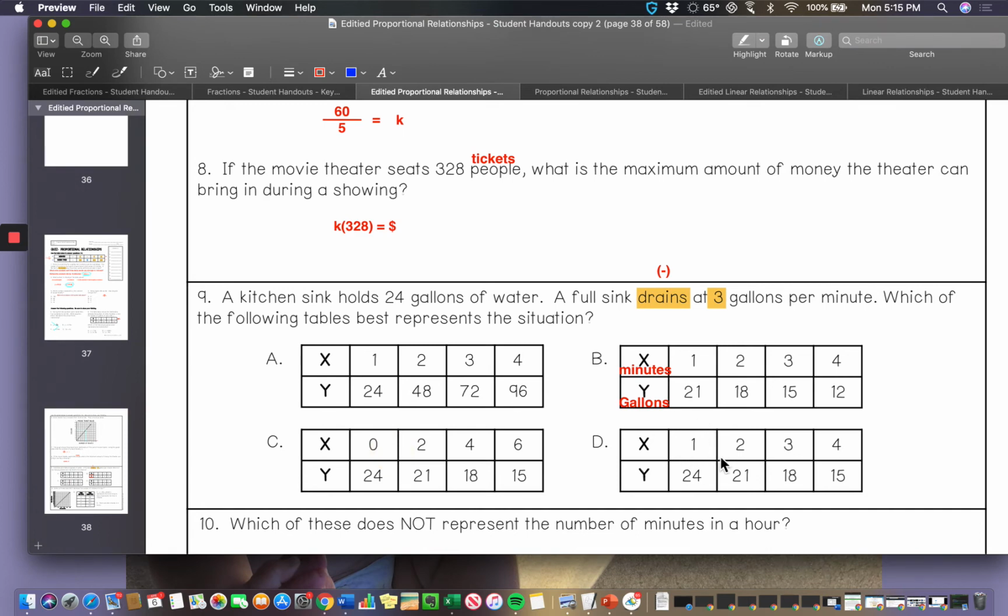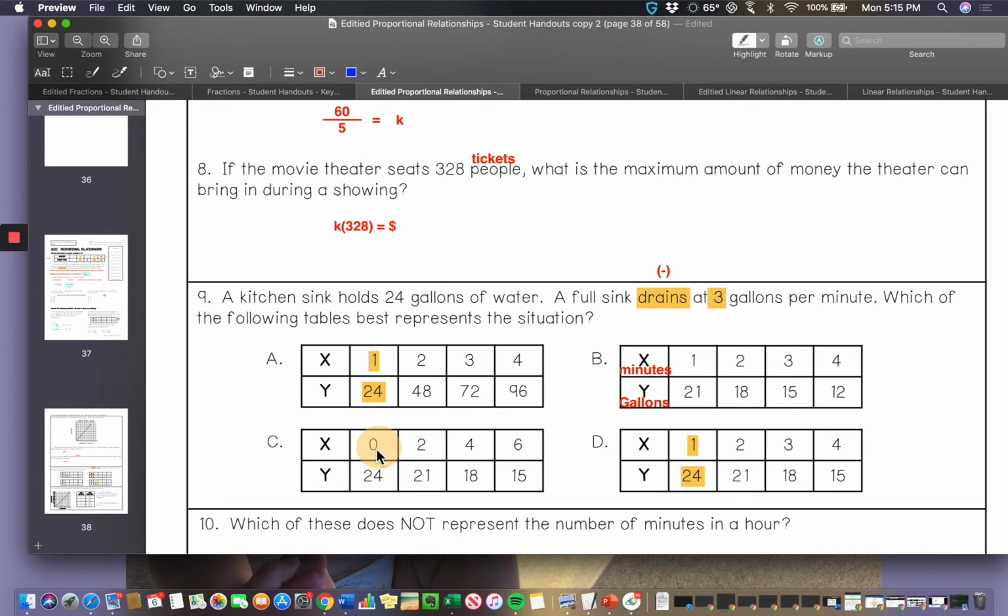And I already knew that it wasn't D either, because 1 minute passed and there were still 24 gallons in there. If a minute passes, 24 needs to decrease by 3. 24 minus 3 is 21. So I already kind of knew by looking at these tables that really none of them represented it. If it had a 1 in it, then the number below should have been 21, and that's not good, right? The number below should be 21, right? 1 minute passed, 24 gallons should have decreased by 3.